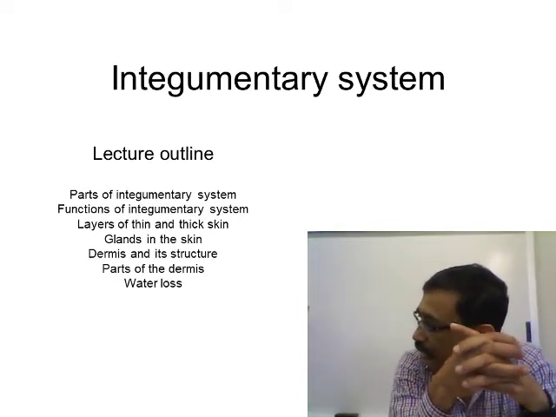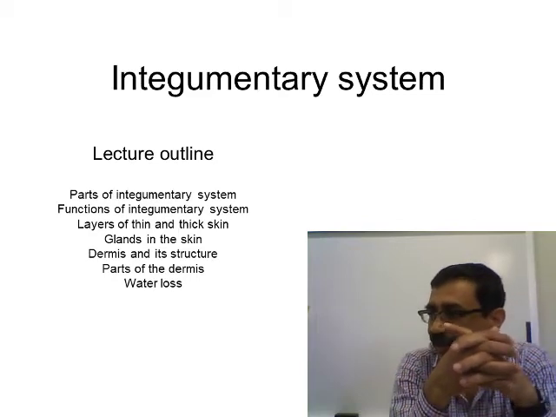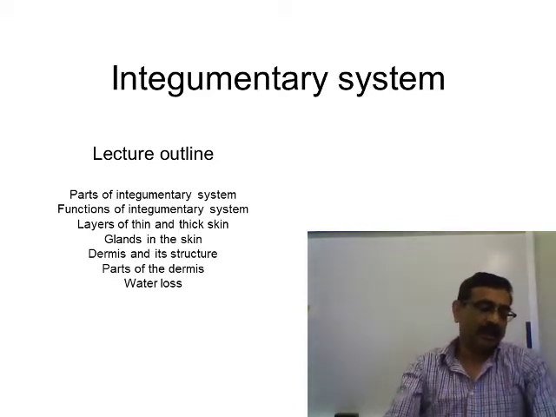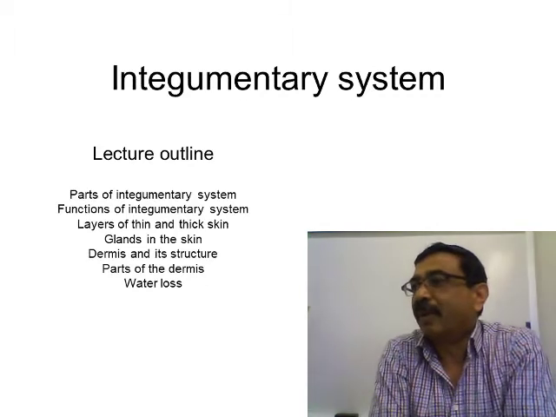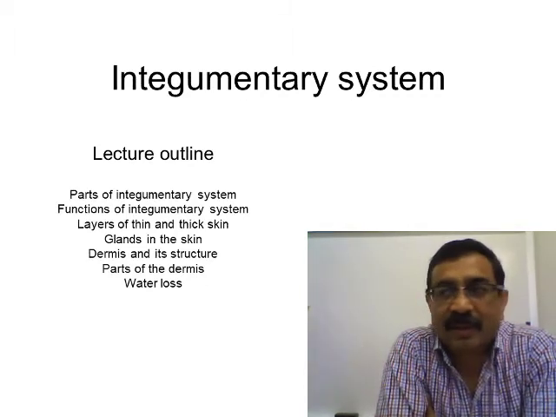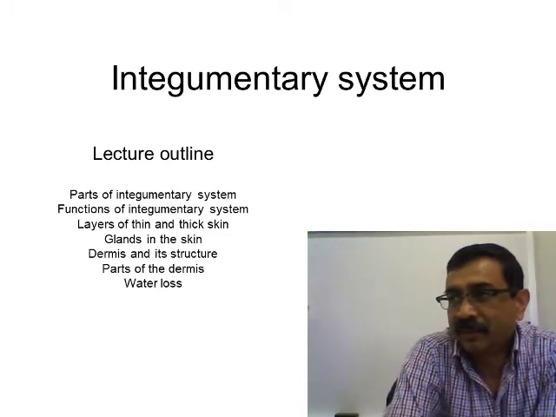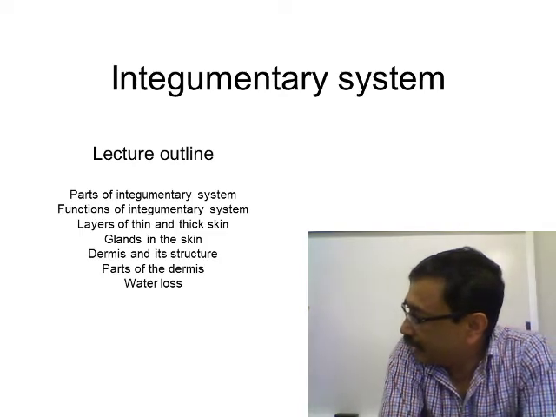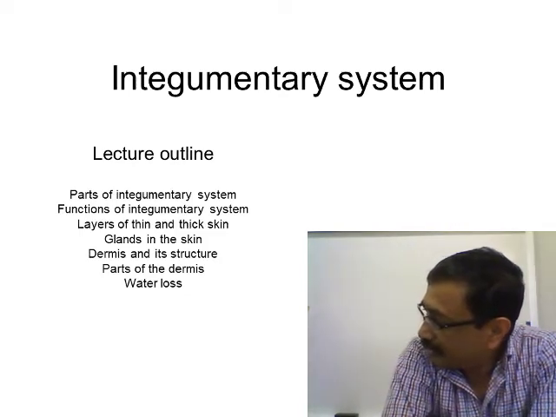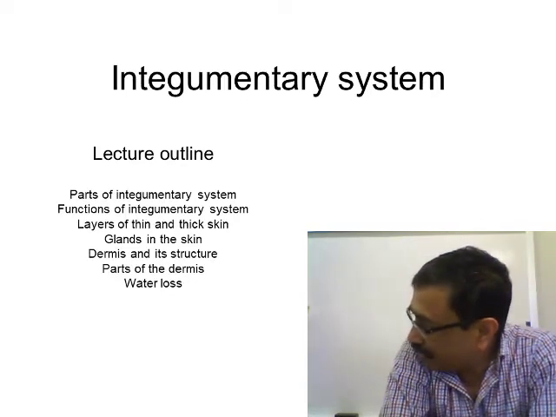We'll talk about the glands of the skin. Skin has three different types of glands. Okay. Sweat glands, there are two types of sweat glands, and sebaceous gland. So those are three types of glands. We'll talk about that. Then we'll talk about the other structures in the skin.